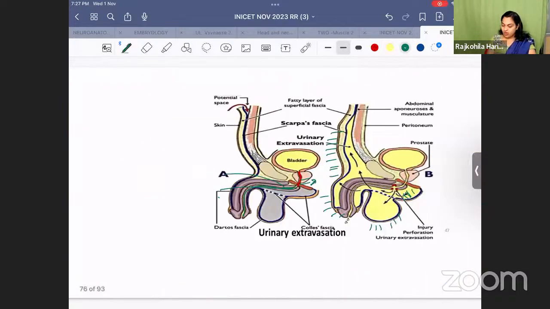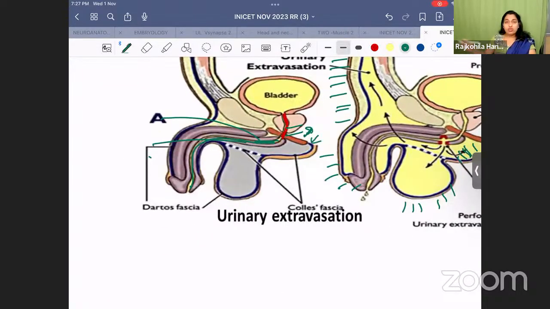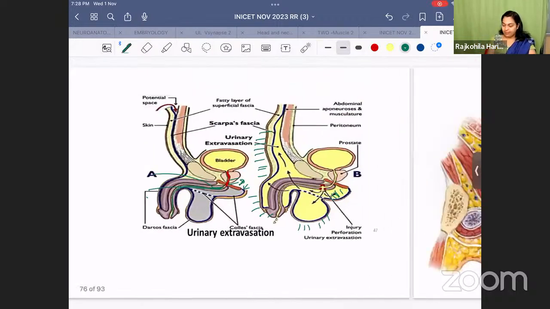One second. The Colles' fascia, as you see here, is going to attach to the deeper aspect of the urogenital diaphragm. So the communication between the deep perineal pouch and the superficial perineal pouch is lost, right?